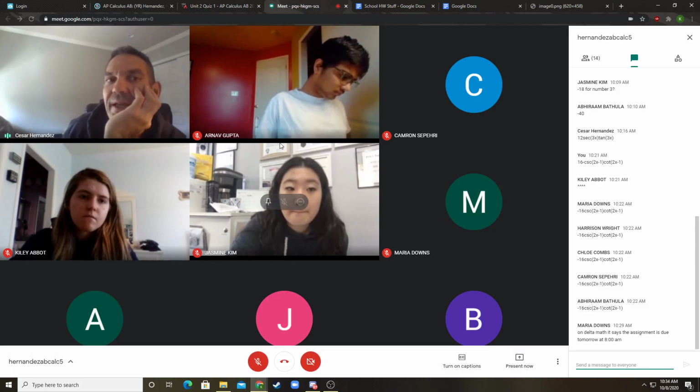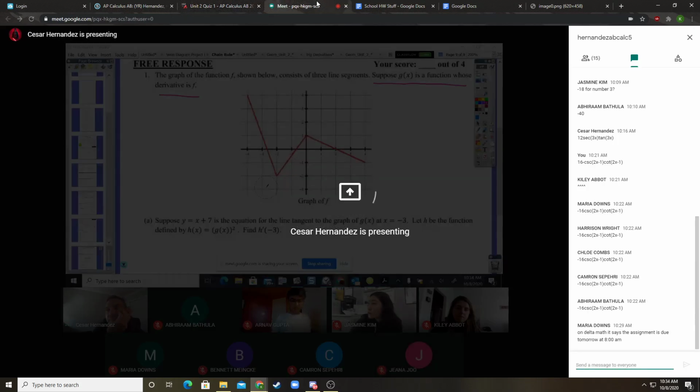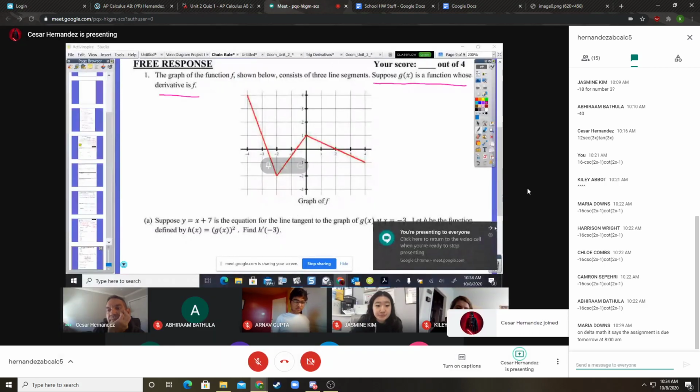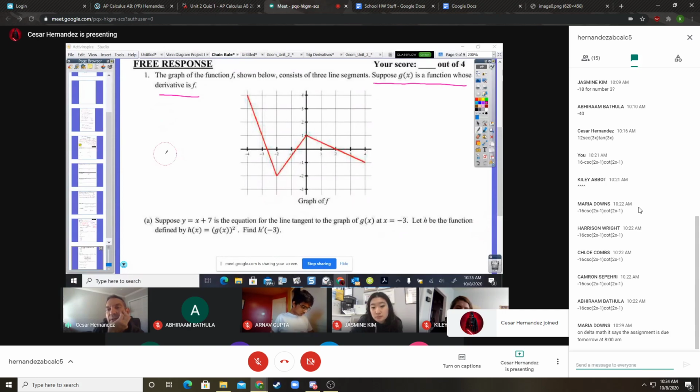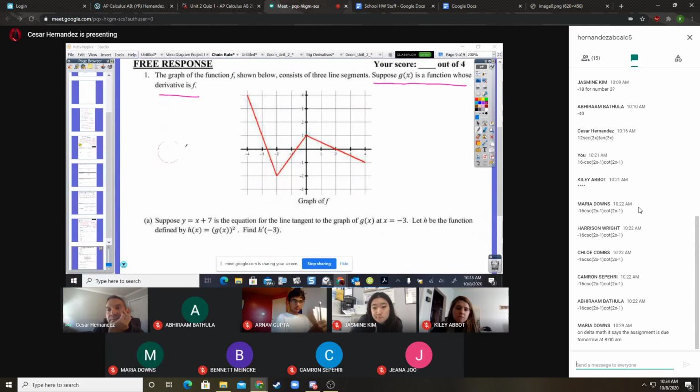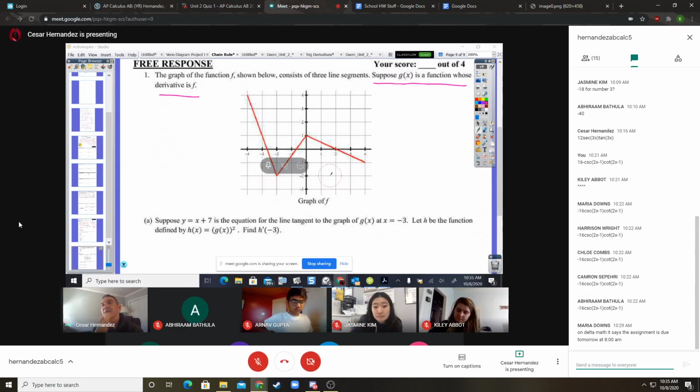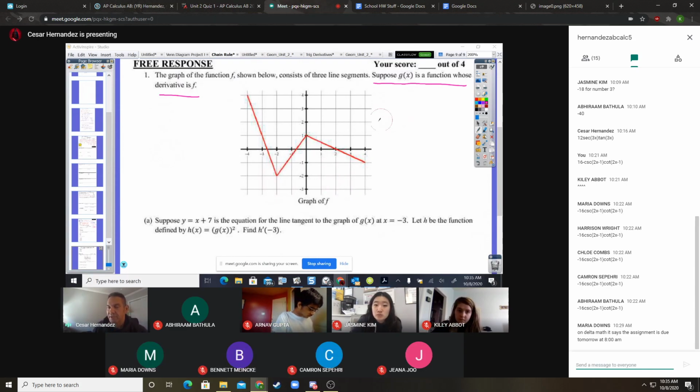Here we go. It's on the last page. There we go. So in this problem right here, it's on the last page of the notes. It says, suppose G, so you're given F, and this happens a lot. You're given one graph, but they're talking about a different graph. So suppose G is a function whose derivative is F. So the way you would interpret that is G prime is equal to F. Because it says G is a function whose derivative, so the derivative belongs to G, is F.